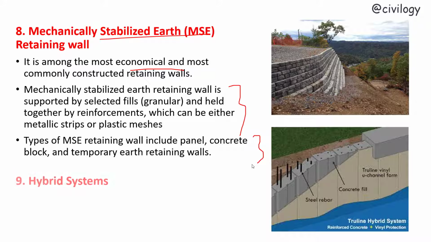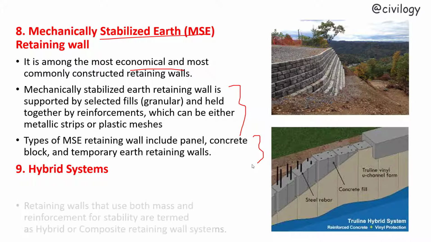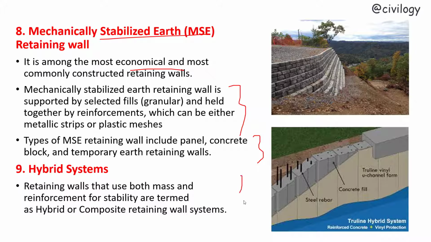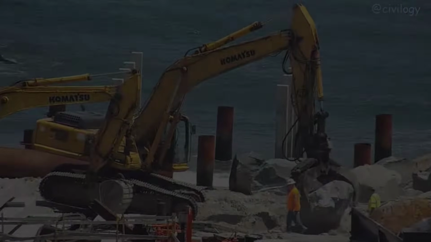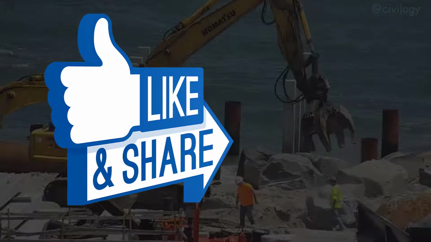Next, hybrid systems. Retaining walls that use both mass and reinforcement for stability are termed as hybrid or composite retaining wall systems. So these are the different types of retaining walls that are used for various purposes in civil engineering.